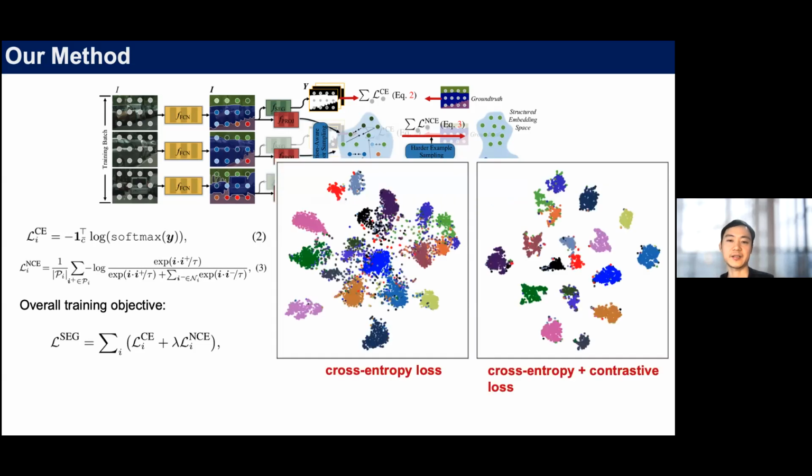In this figure, we show the learned pixel embeddings by the cross entropy only in the left figure, as well as our loss function in the right figure. We see that the feature space becomes more compact and well separated after introducing the contrastive loss.